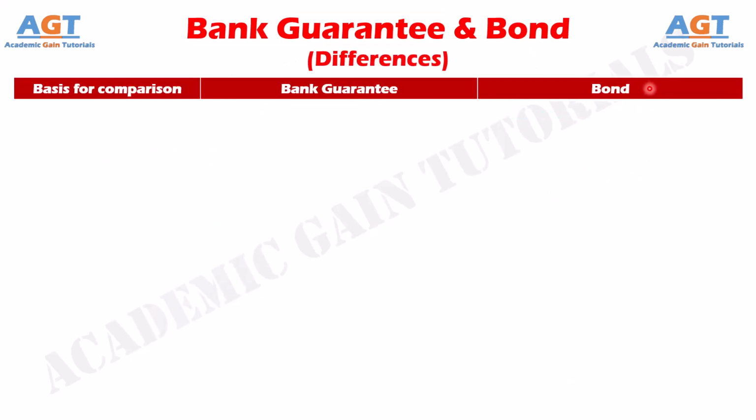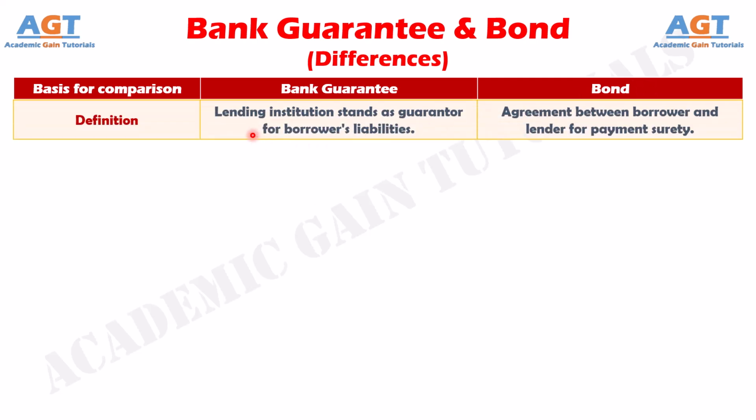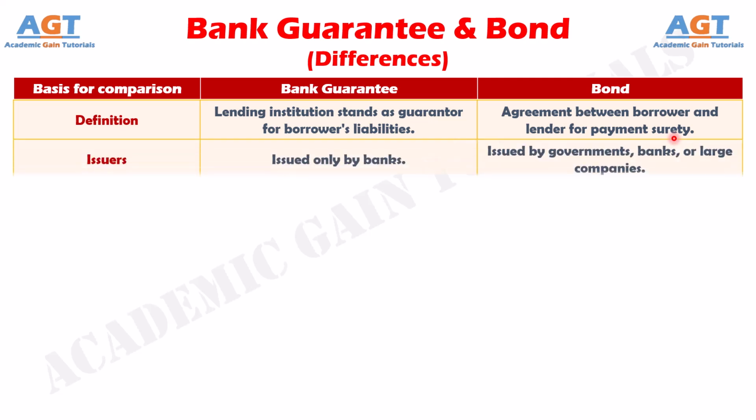Difference number 1. A bank guarantee occurs when a lending institution stands as a guarantor and promises to cover any losses when the borrower fails to do so, whereas a bond is a deal or agreement between the borrower and lender that acts as a surety of the payment for either borrower or lender. Number 2. A bank guarantee gets issued only by a bank as a surety for certain individuals, whereas bonds get issued by the government, banks, or even large companies to meet their capital requirements.